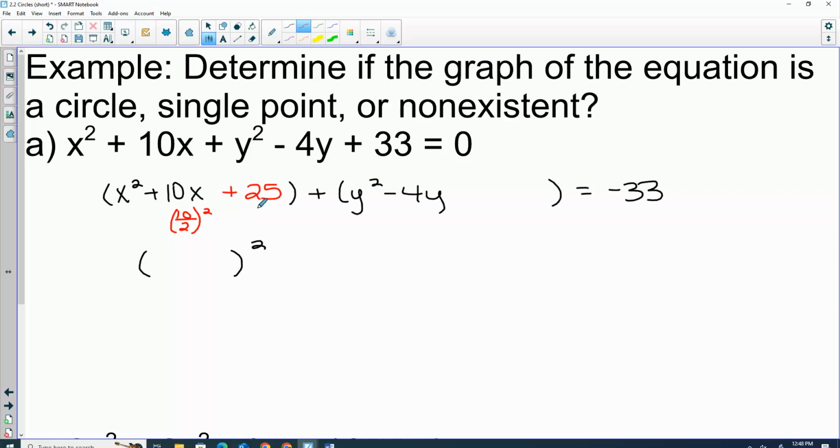But if I add 25 to one side of my equation, add it to the other, because we can't change the problem. Does everyone remember how we got to 25? We do the same thing with our y's. So we had a negative 4 divided by 2 squared. Negative 4 divided by 2 is negative 2. Negative 2 squared is 4, so we add 4 to both sides.